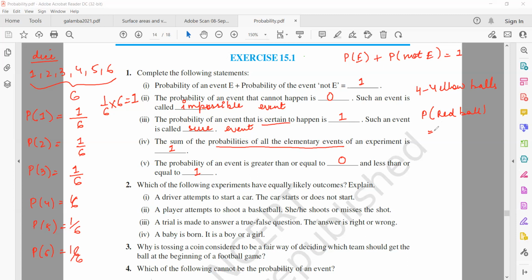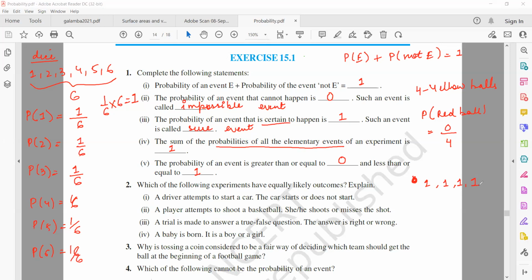0 times, because there is no red ball, right? And total possible outcomes are 4. That means I am taking out a ball. So what are the 4 possible outcomes? I can get the first yellow ball, again I can get a yellow ball, again I can get a yellow ball. There are 4 balls. Try to understand this. So there are 4 possible outcomes. Either I get the first yellow ball, or the second yellow ball, the third yellow ball, or the fourth yellow ball. Isn't it?